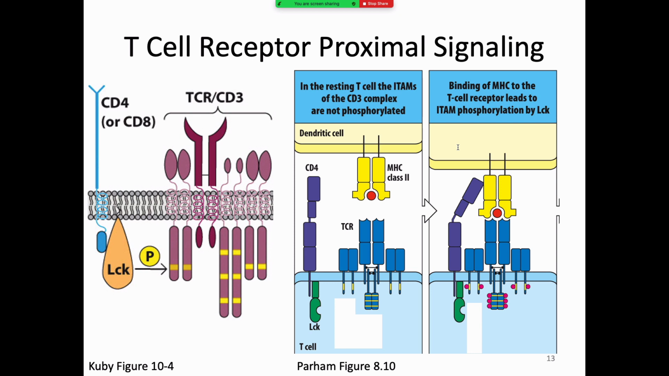The moral of the story is CD4, TCR, CD3 all get pushed together. The kinase, LCK, that is traveling along with CD4 or CD8 now phosphorylates the ITAMs that are on CD3. So we get the pink dots.